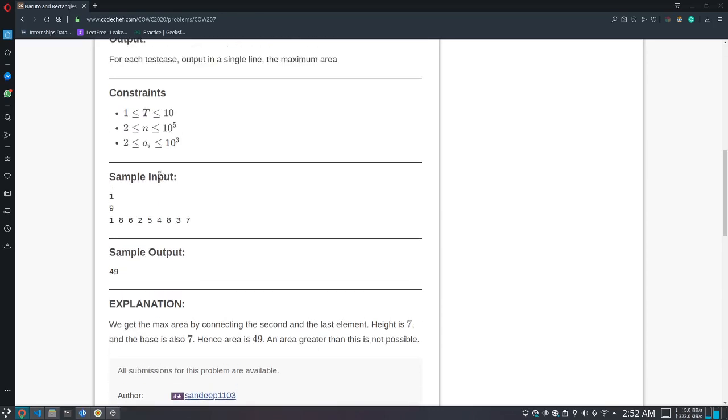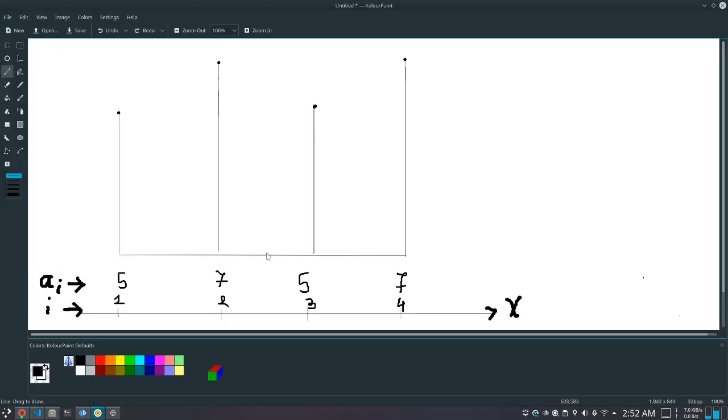This is a sample input. Over here we can see that the second line and the last line will form the largest rectangle of area 49. So let's take an example and try to solve it. Now how we are going to solve it? We are going to use a way. It's a way of solving problems.